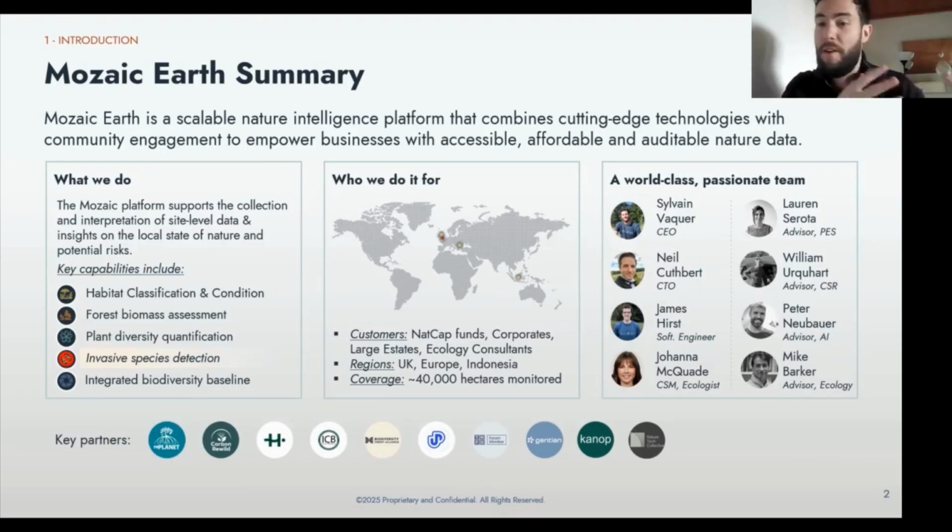But also, and this is a little bit where the Mozaic name comes from, we believe that it takes an entire ecosystem to address the nature crisis. And so we depend on and collaborate with a number of partners to deliver the best solutions for customers and clients.